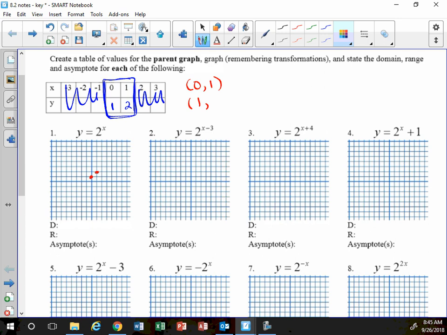So every single time you graph an exponential for me, you are going to start by plotting those 2 points, 0, 1, and then 1, whatever the base is. So right now we're doing base 2, so that's why I'm using 1, 2. If I change the base to 5, then you do the point 1, 5. Okay, so every single time, write those down. Those are the 2 points you're going to start with for graphing.